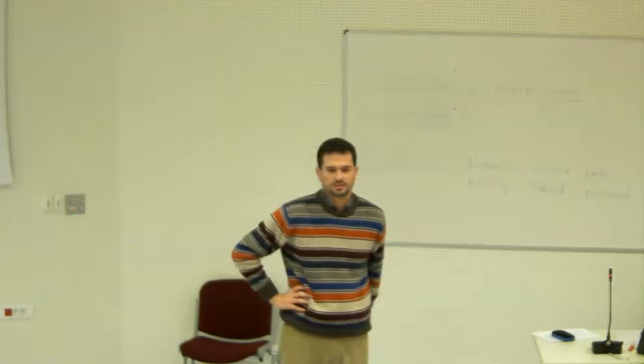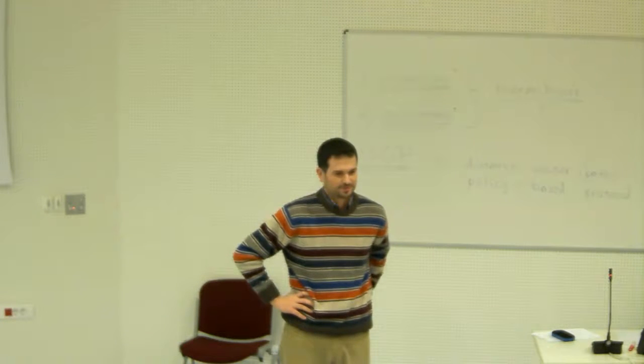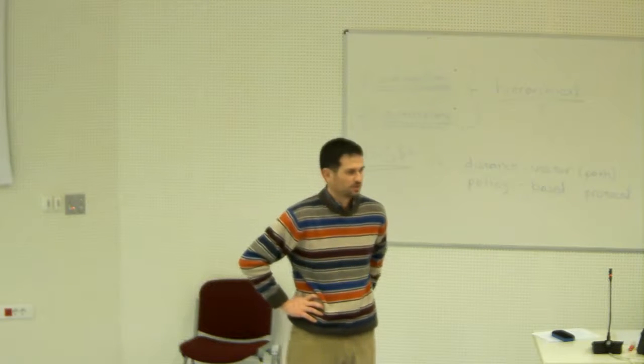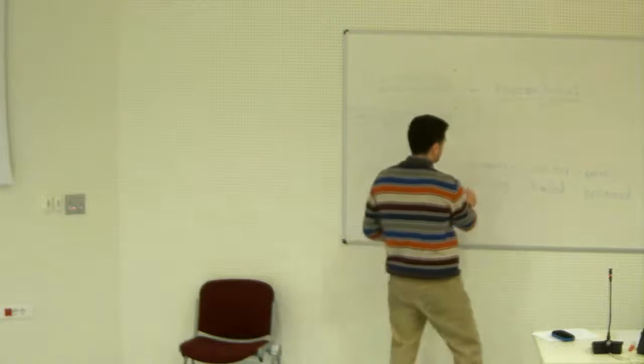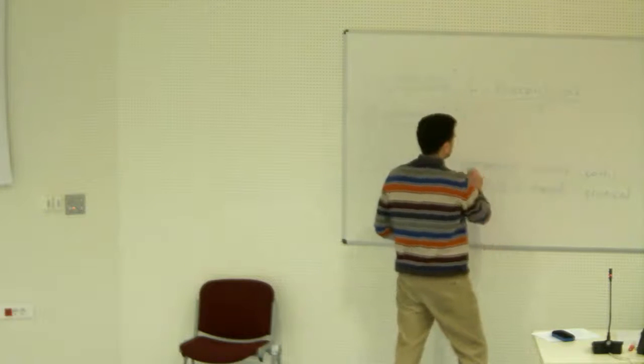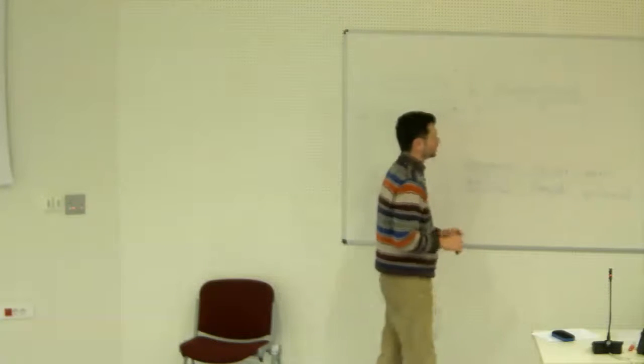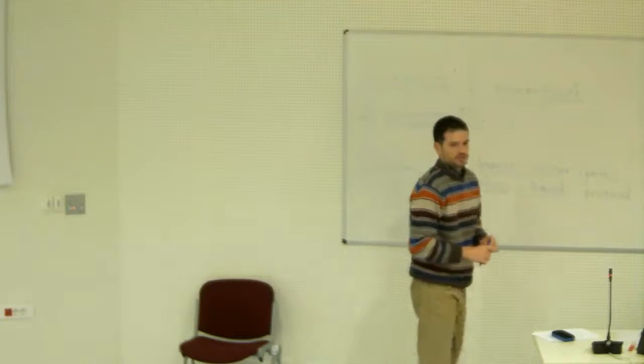Does this make sense? So we have these key characteristics of BGP. It's a policy-based distance vector protocol. Can I ask something? Yes.